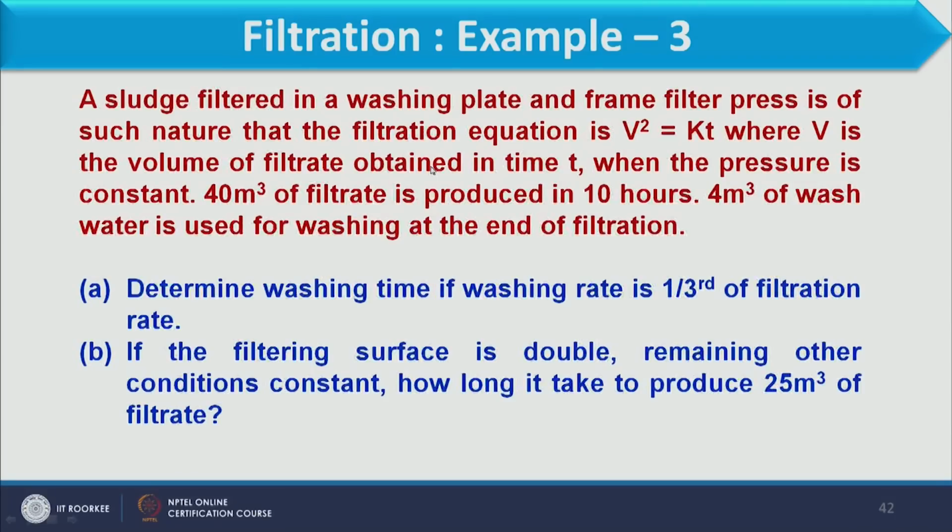Now, here I am considering a third example, where a sludge filtered in a washing plate and frame filter press is of such nature that the filtration equation is V square equal to KT, where V is the volume of filtrate obtained in time t when the pressure is constant. 40 meter cube of filtrate is produced in 10 hours and 4 meter cube of wash water is used for washing at the end of filtration. So, what we have to calculate is the washing time if the washing rate is 1/3 of the filtration rate, and secondly, if the filtering surface is doubled, remaining other conditions constant, how long it takes to produce 25 meter cube of filtrate.